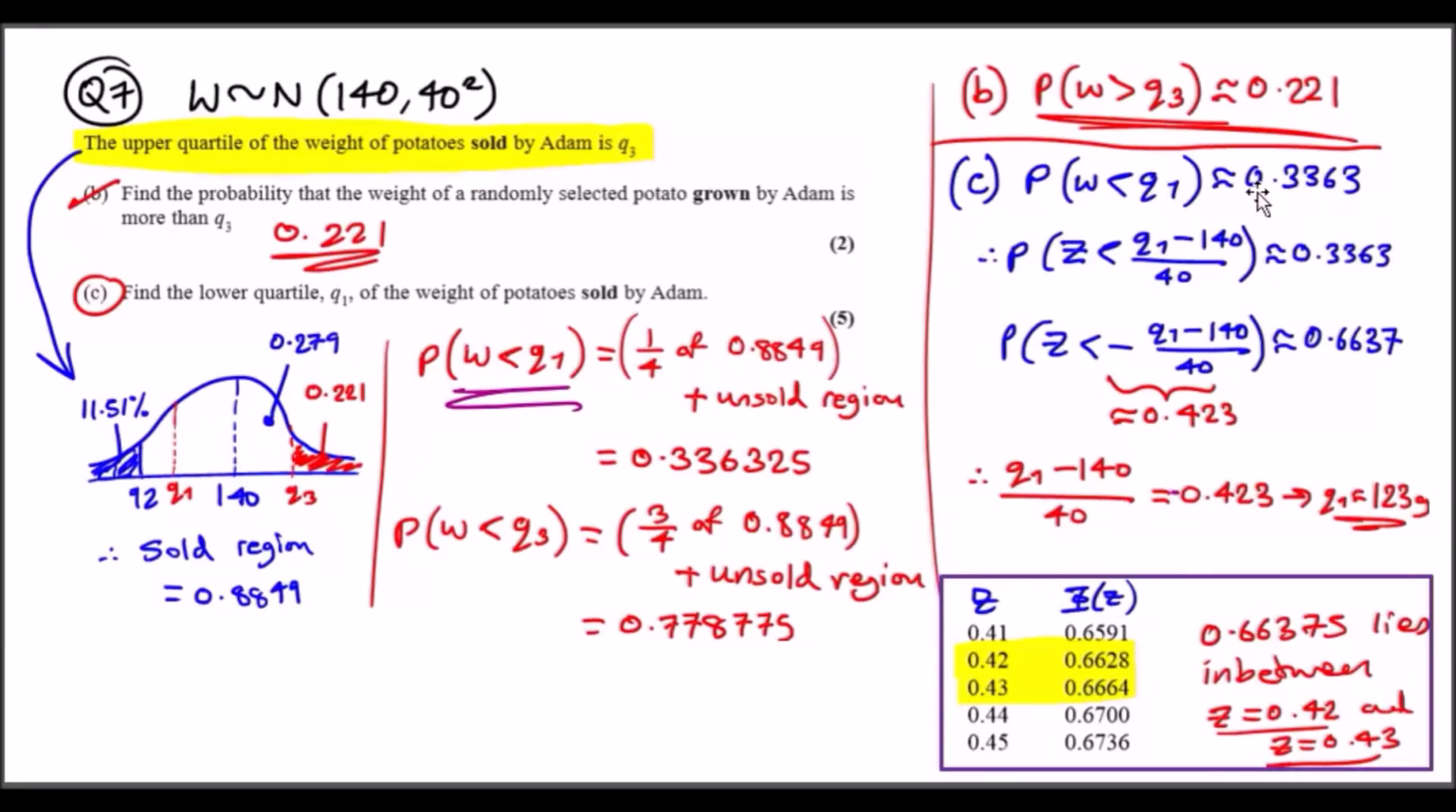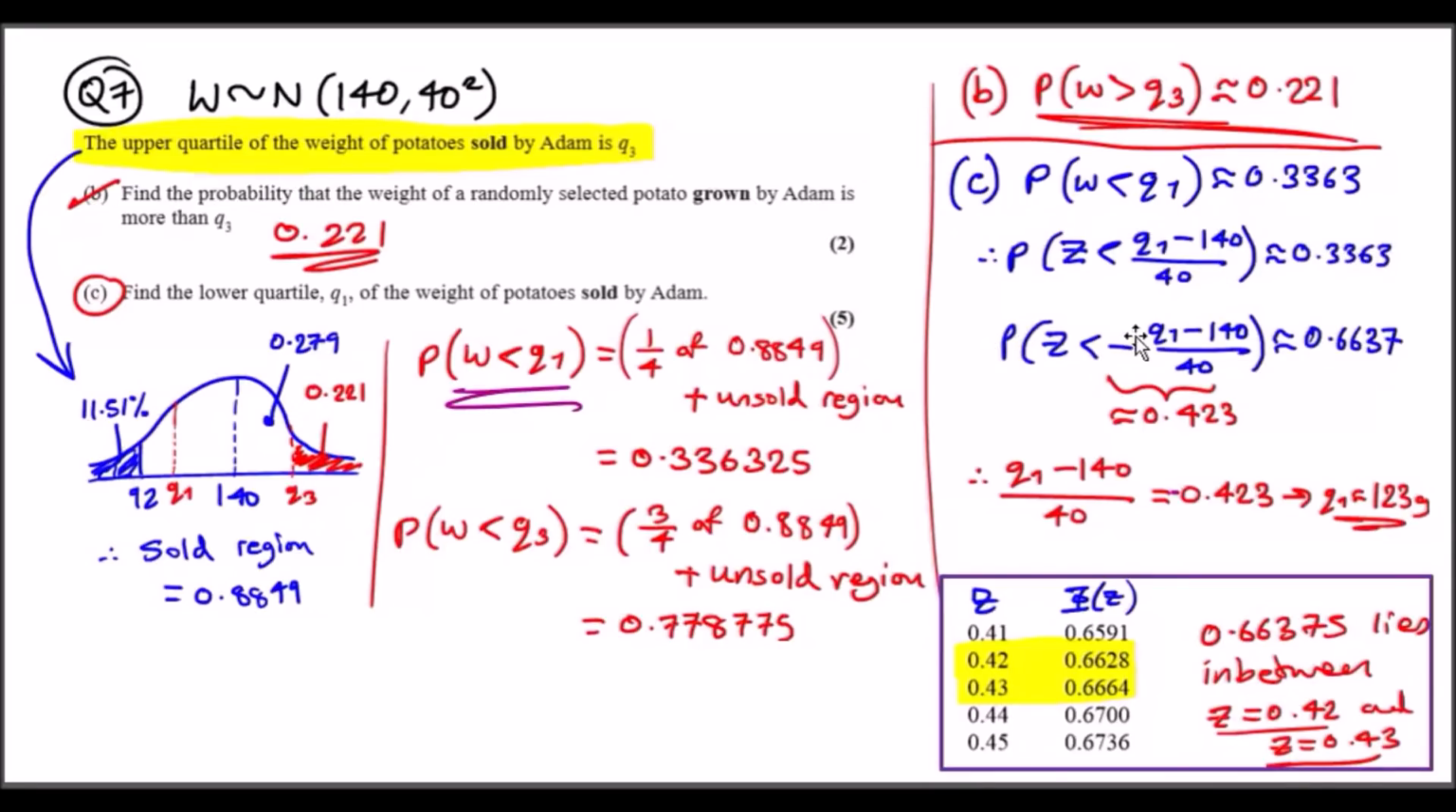So I'm going to start over here. We've got the probability that W less than Q1 is 0.3363. Now let's convert that to the standard normal Z form, so minus the mean over standard deviation, still equal to the probability. The problem here is that the normal tables always begin with 0.5 onwards, and this is less. To get to the bigger version, you would have to do 1 minus this probability.